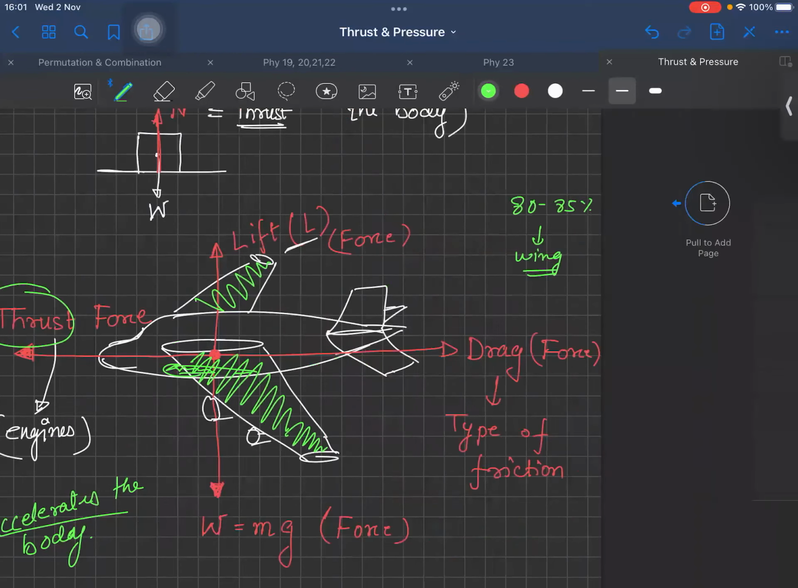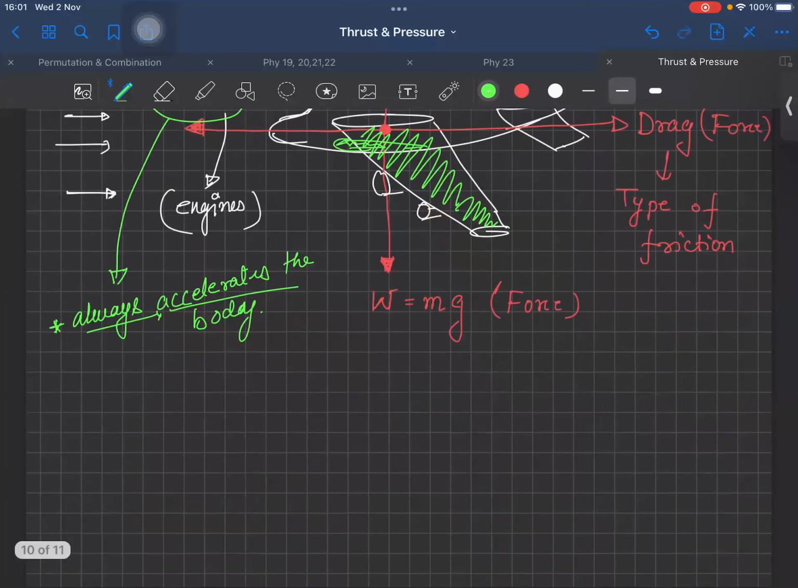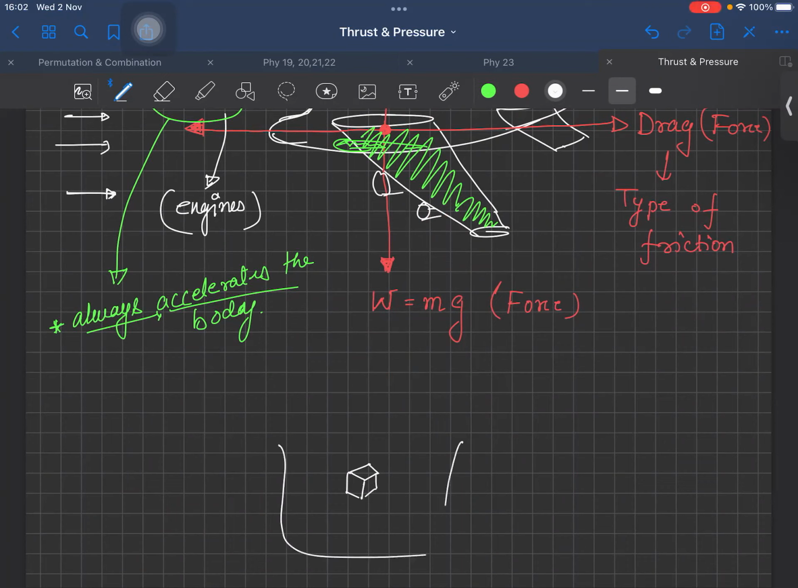Okay, like let's say now just take an example of an ice cube. Now you put this ice cube in water. Ice generally floats on water, right? Why does ice float on water? What happens? This is water. Ice is less dense than water.